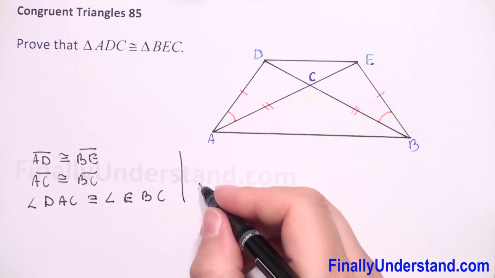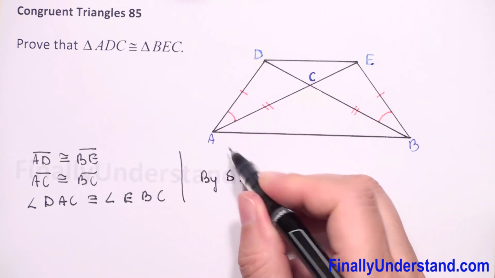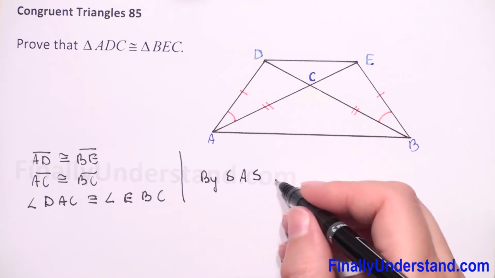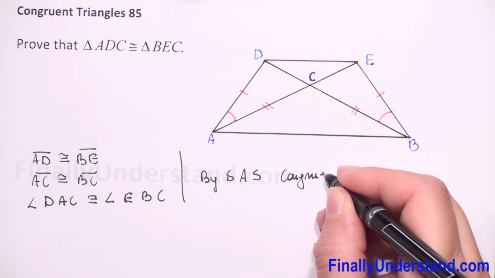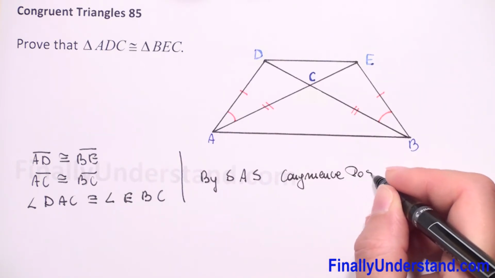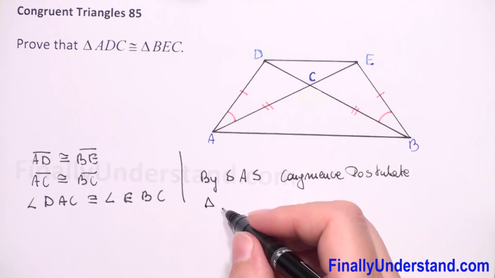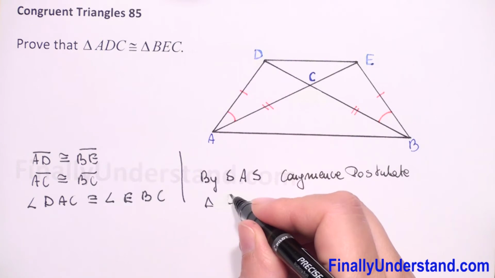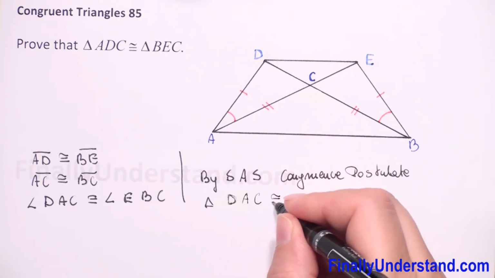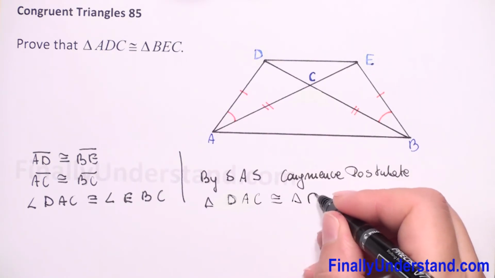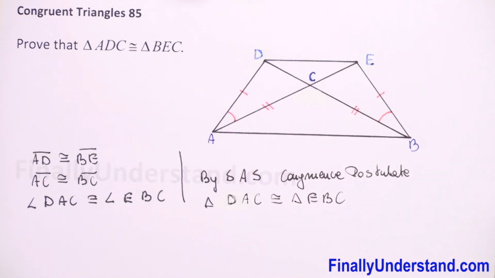So we can write that by side, angle, side congruence postulate, we have that triangle DAC is congruent to triangle EBC.